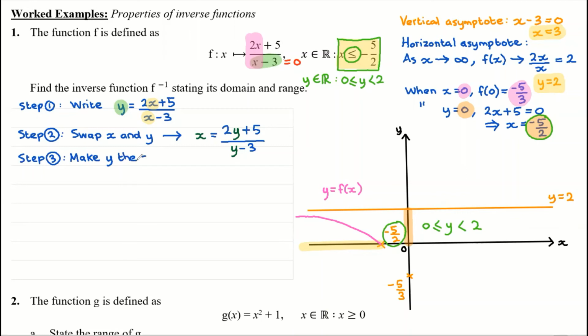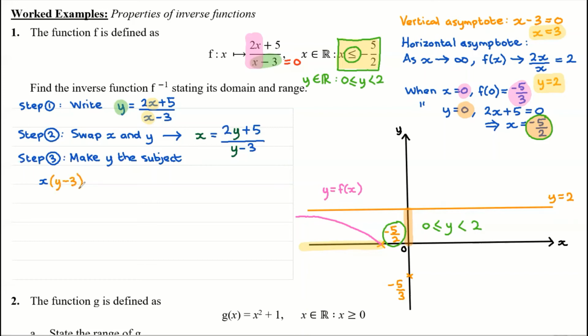So your algebra skills are going to be tested here. We're going to make y the subject, and this is the final step. So we've got our x as the subject. We've got to make y the subject. First of all, let's multiply both sides by y subtract 3. So we've got x, and then we'll have y subtract 3.